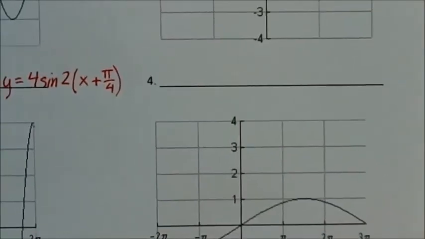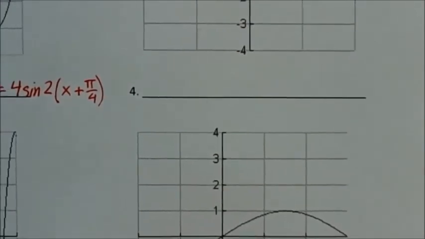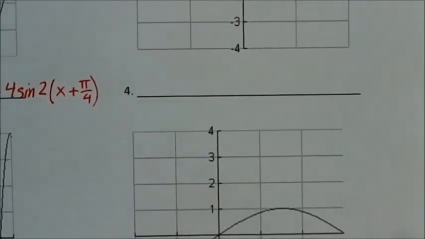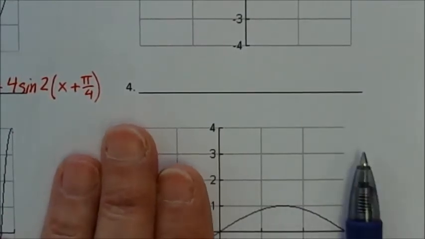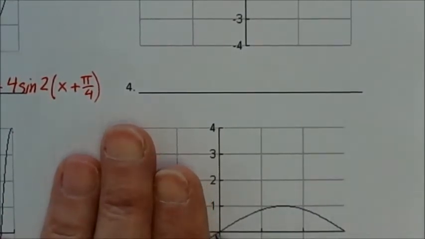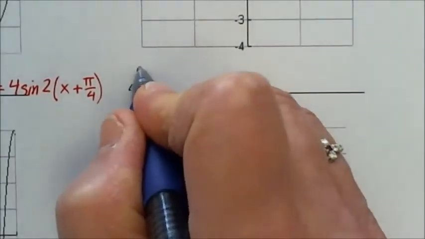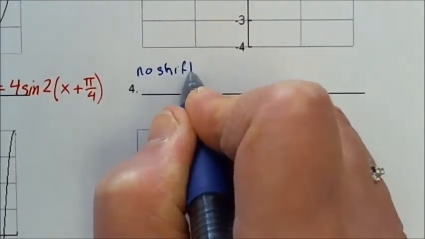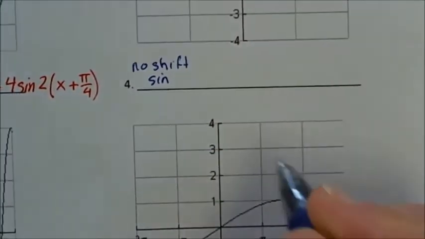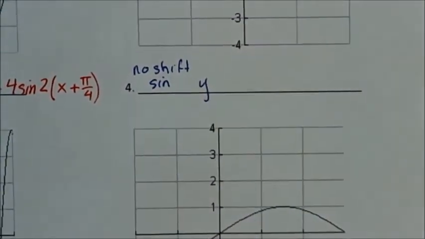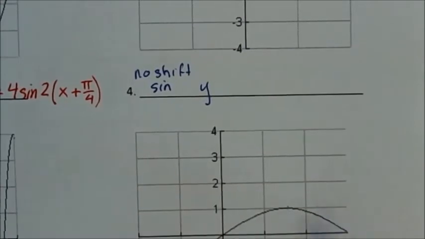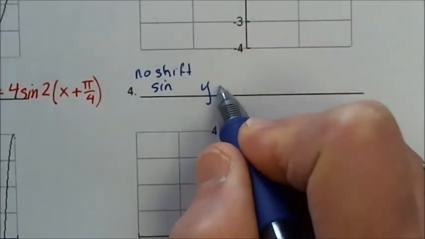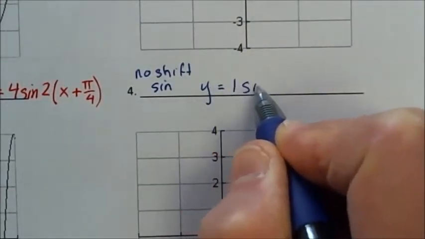Next, number 4. I'll look at this. Oh boy. Well, first off, it's a no shift sine curve, right? Because it's starting at the origin right here. So it's a no shift sine. Now, what's the max? Well, it is 1. So our a value is 1. So y equals 1 sine.